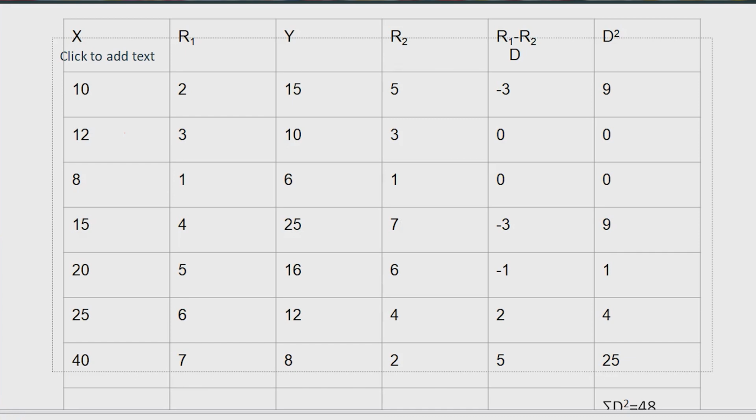Now what do I do? I calculate the difference between R1 and R2. Signs here don't matter because ultimately we have to square it. So you can do R1 minus R2 or R2 minus R1, it doesn't make much difference. So R1 minus R2 is 2 minus 5, which is minus 3. Similarly, if you see the second score, 3 minus 3 comes out to be 0. Likewise, I do it for all, then I square it. If I sum the D values, it comes out to be 0, so that is not necessary.